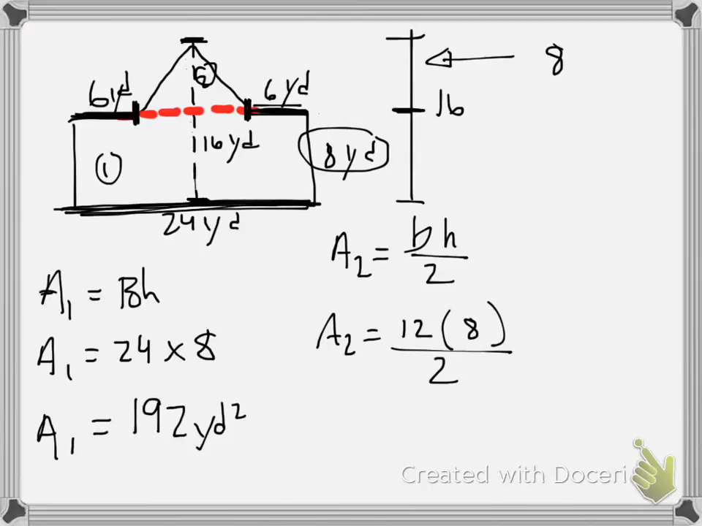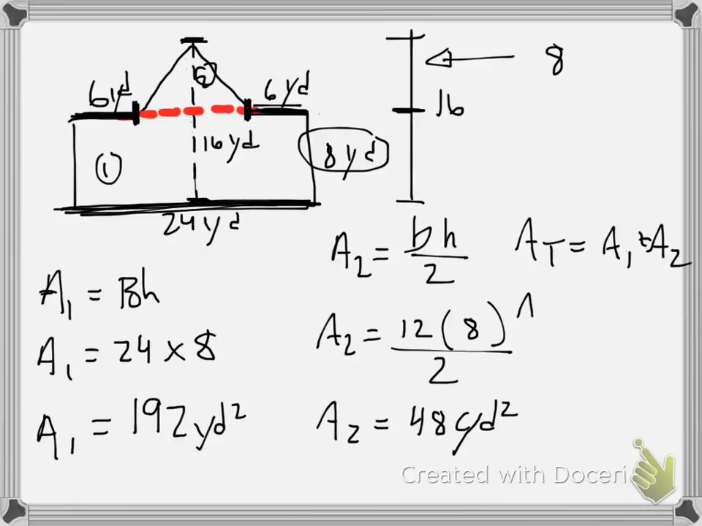So 8 times 12 is 96. 96 divided by 2 is 48. So we have 48, oops, sorry, I almost wrote centimeters, yards squared. Alright, now for the area of the total shape, we just need to do area number 1 plus area number 2. And so that is going to be 192 plus 48. So the area of the total is going to be 240 yards squared.